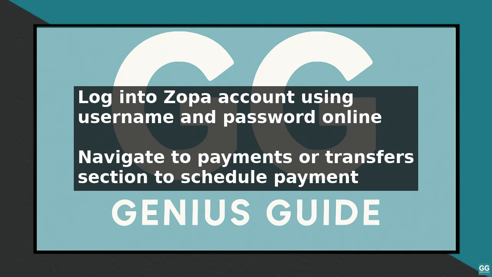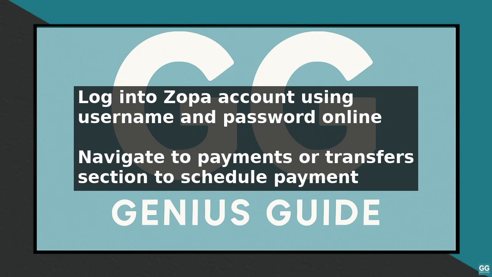To schedule Zopa online banking, start by logging into your Zopa account using your username and password. Once you have accessed your account, navigate to the Payments or Transfers section, where you will find the option to schedule a payment. Select the account you want to make the payment from and the account you want to pay. Then enter the payment amount and the date you want the payment to be made.